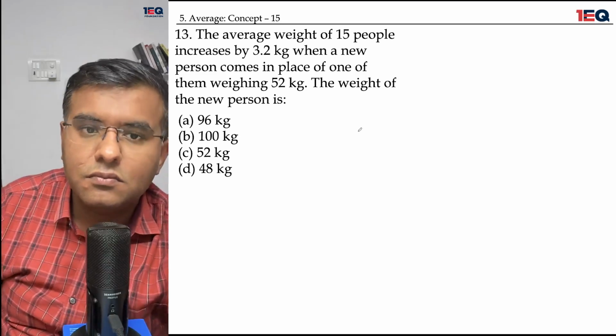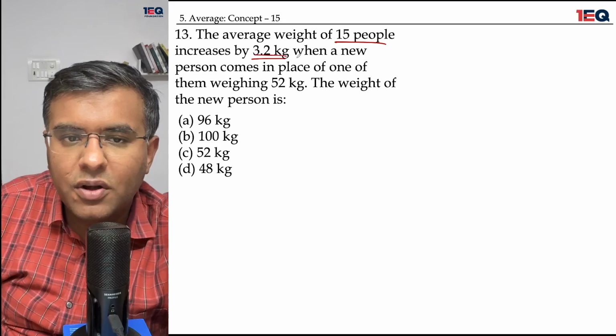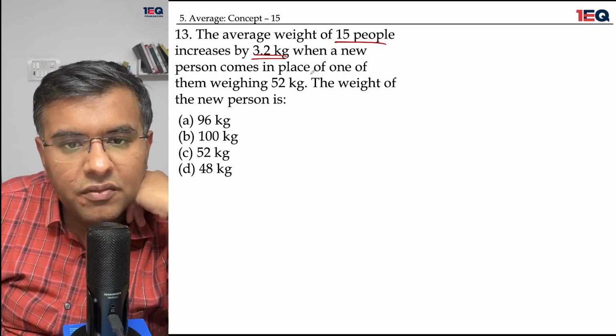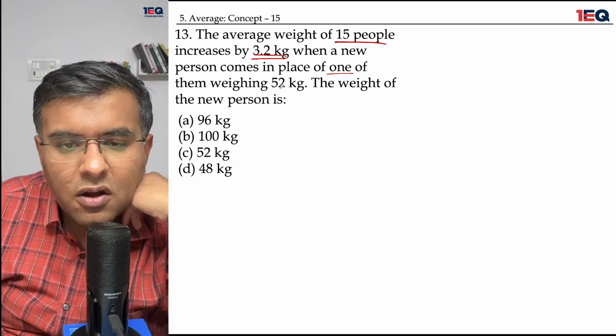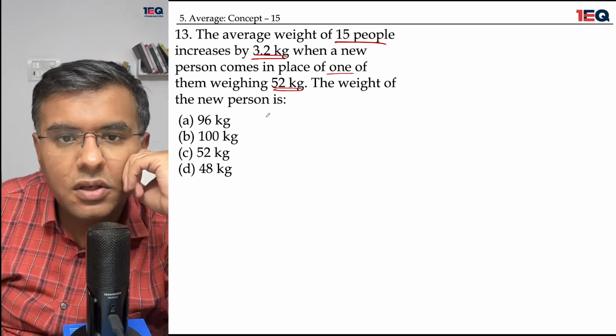Moving on. The average weight of 15 people is increased by 3.2 kg when a new person comes in place of one of them weighing 52 kgs. What is the weight of the new person?